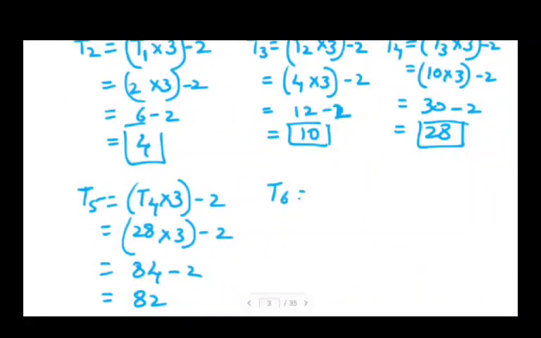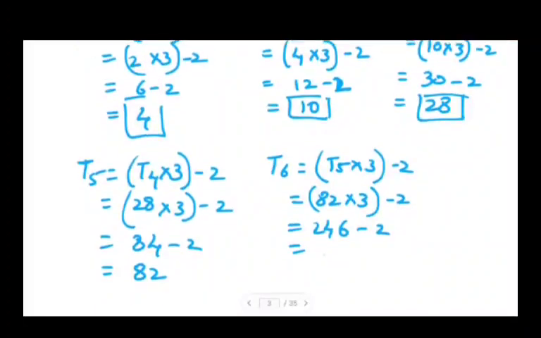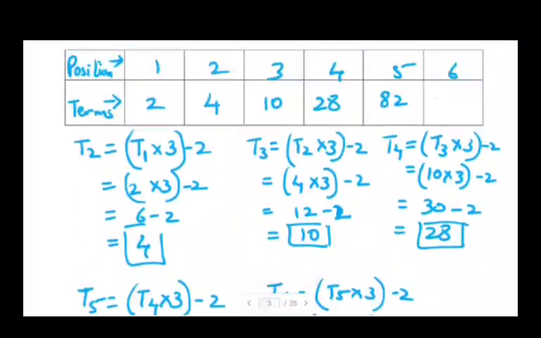My term 6 is T5 into 3 minus 2. So 82 into 3 minus 2. 3 2s are 6, 3 8s are 24. Minus 2 gives me 244. How simple that could be, children?